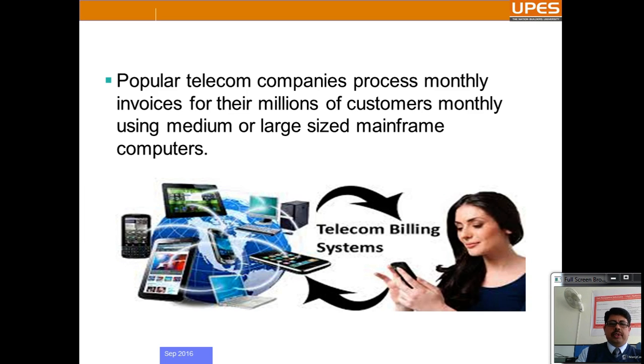Basically, companies forward the bills on a monthly basis. So at the end, a huge number of bills are generated. How to process those bills is the matter, because millions of users are using the service at the same time, and how the bills are dispatched to those users is a big task. So the mainframe is a machine which plays a very important role over there.